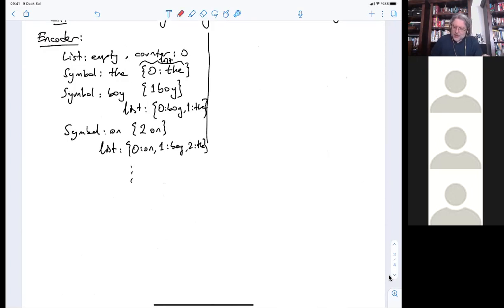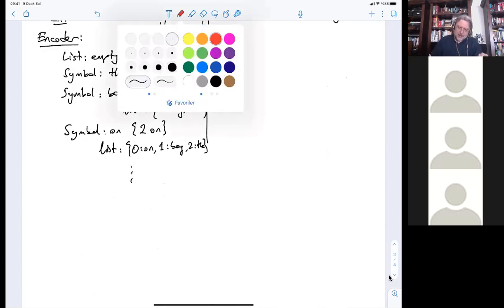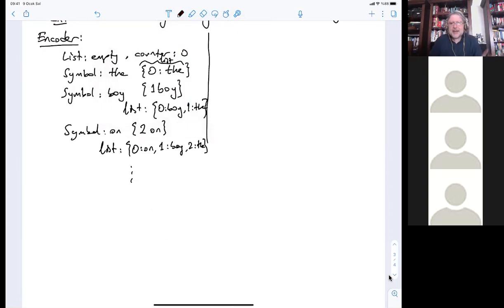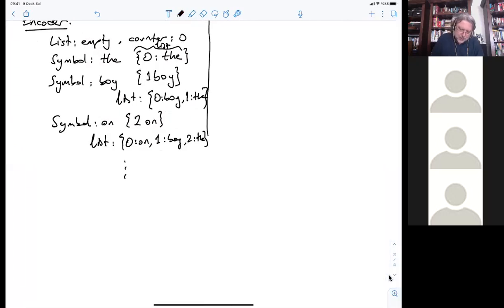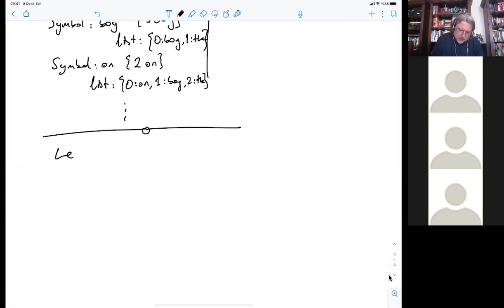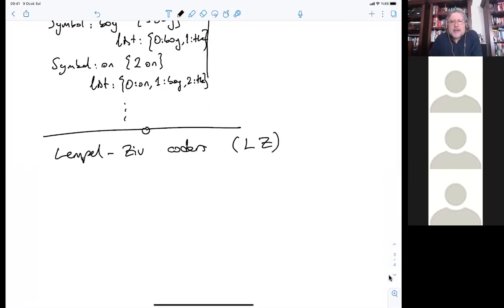Now, the last thing before giving a break is the easy way of doing the so-called Lempel-Ziv encoding. Lempel-Ziv coders, sometimes also abbreviated as LZ coders. And these are very popular. In fact, nowadays computers just use these techniques. There are three famous variants of Lempel-Ziv coders.